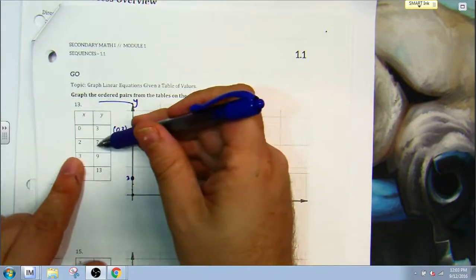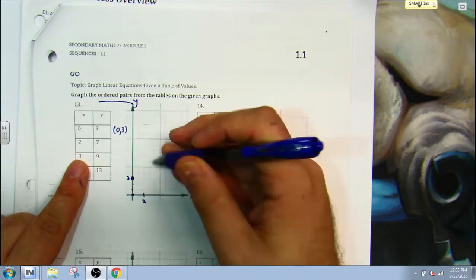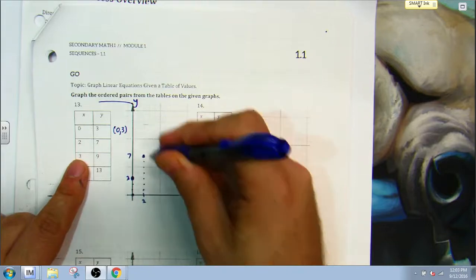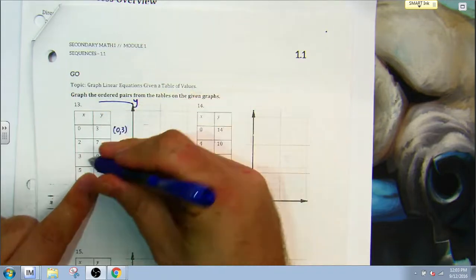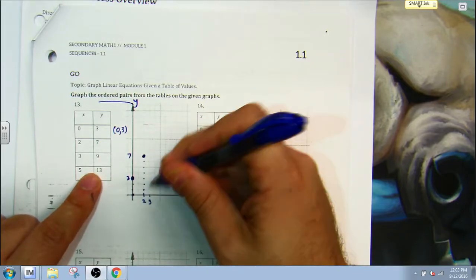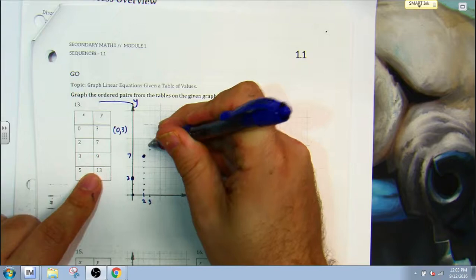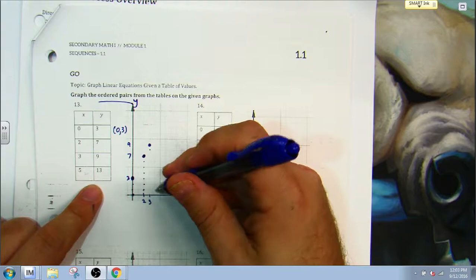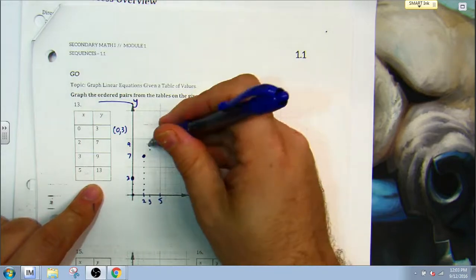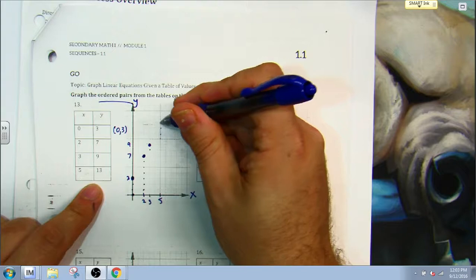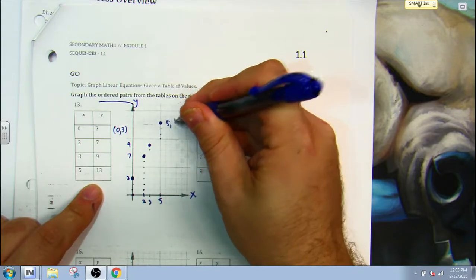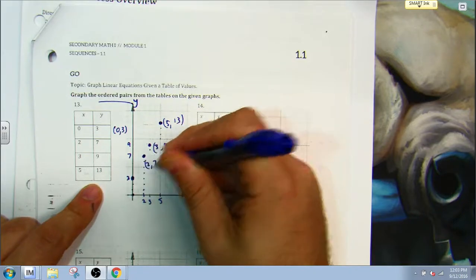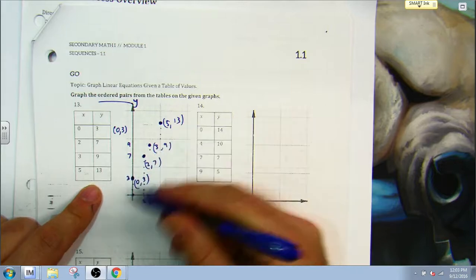I then go to my next one, 2, 7. 1, 2, then up. 1, 2, 3, 4, 5, 6, 7. So 2, 7 is the second point. And then 3, 9, so this is 3. If that's 7, this must be 8, this must be 9. And then finally 5, 13. So this is 5, and then I go, this is 9, this must be 10, 11, 12, 13. So this is 5, 13, this is 3, 9, this is 2, 7, and this is 0, 3. Those are the points that I graphed.